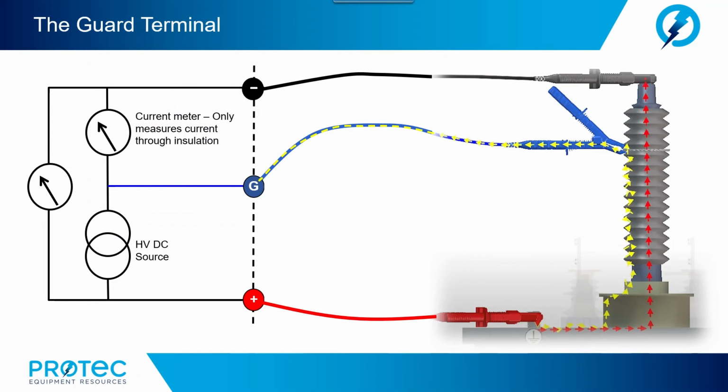The guard is a shunt circuit that diverts surface leakage current around the measurement function. If parallel leakage paths exist, a guard connection will eliminate those from the measurement and give a more precise reading of the actual leakage between the remaining elements, as we can see in the graphic shown on the slide.